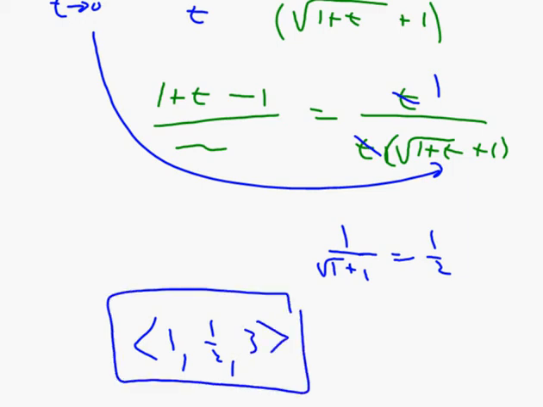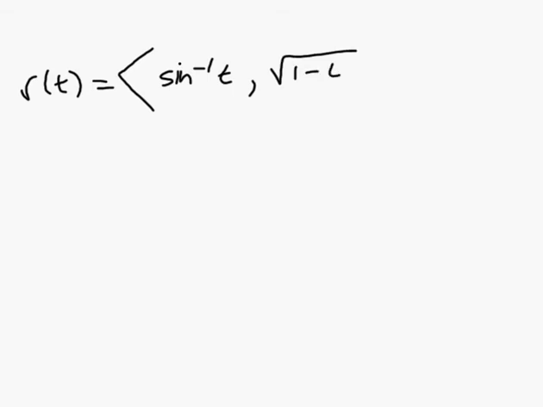Okay. All right. So let's start to talk about some derivatives of vector functions. And not surprisingly, the derivatives of vector functions are just, you take the derivative component-wise. So for example, if you have this vector function, which is going to be sine inverse t, comma, square root 1 minus t squared, comma 1. And the derivative is just what you get when you take the derivative of each of those components.